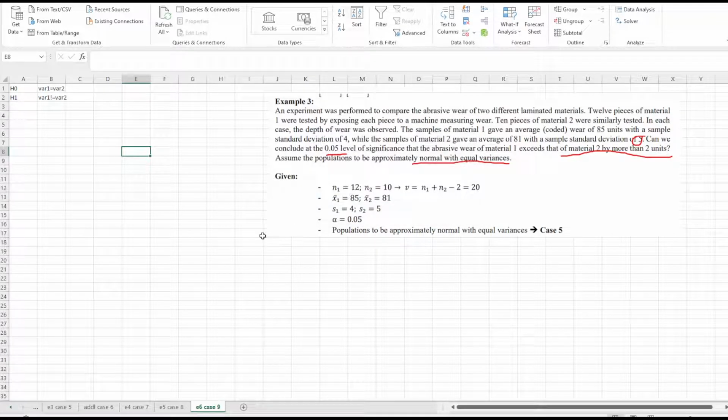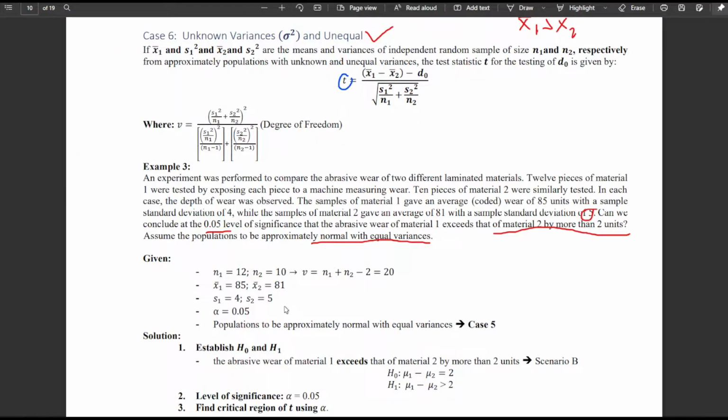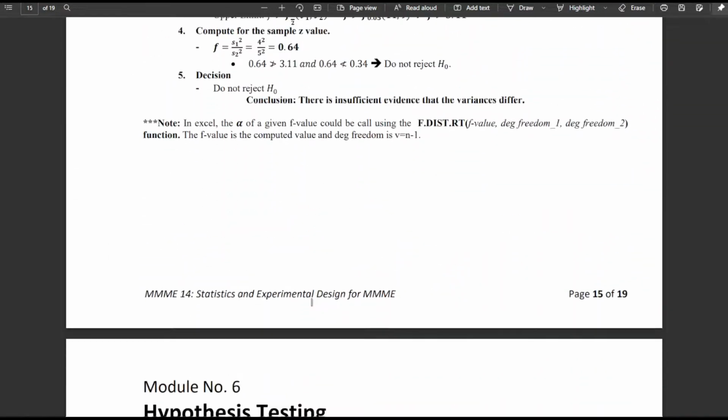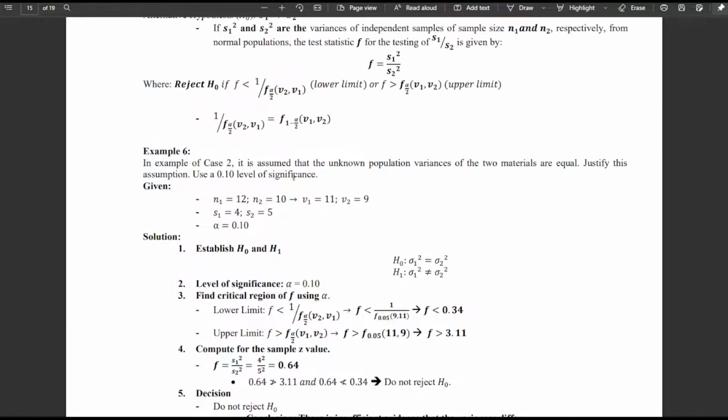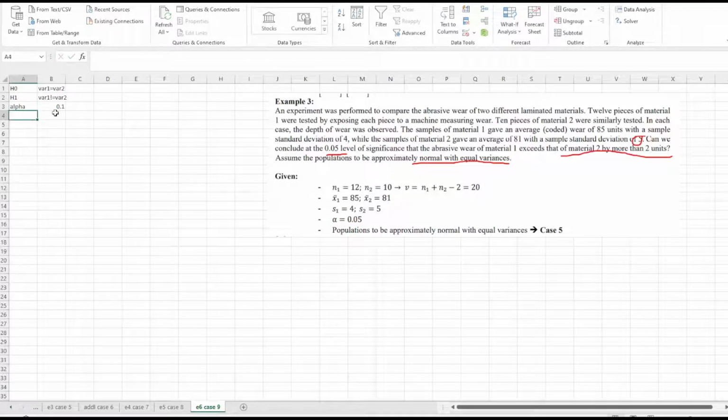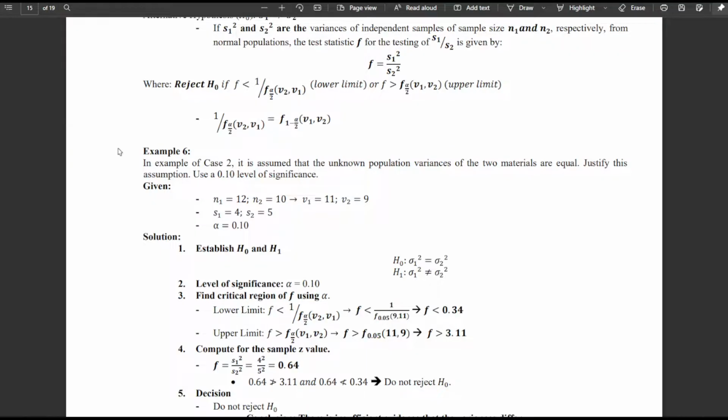Okay? So this is our H naught and H1, and let's establish an alpha. Anong sabi doon sa is it 0.05? Okay, 6. Assume, we use 0.1 level of significance. So, alpha natin dito, iba naman ng 0.1 tayo. Okay? So, meron na tayong level of significance. We now proceed to step 3, which is establishing of the critical region.